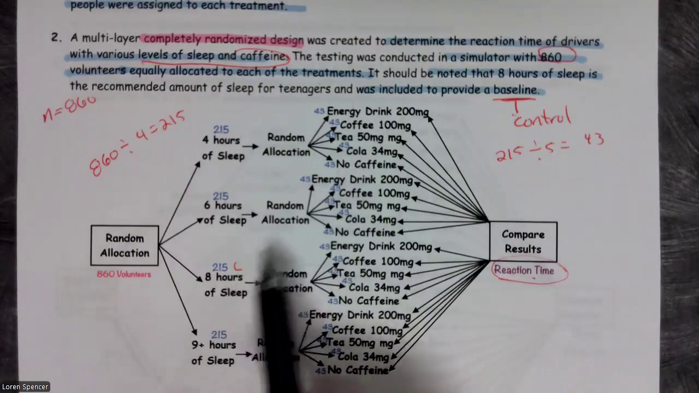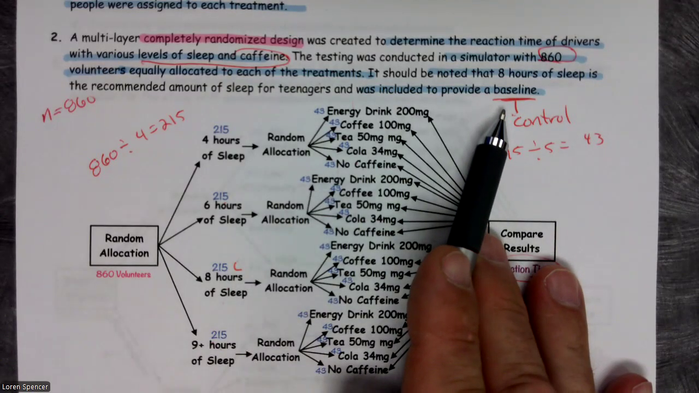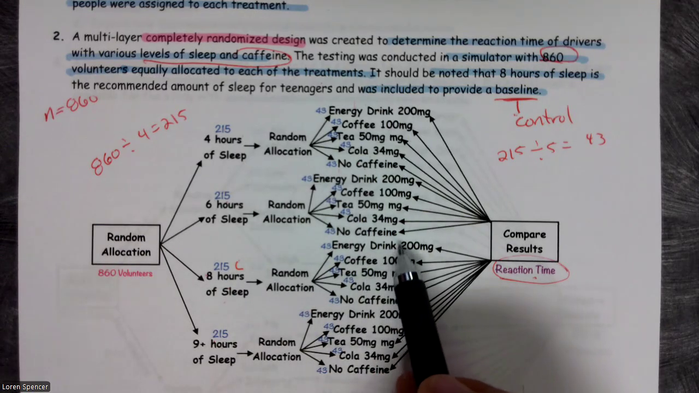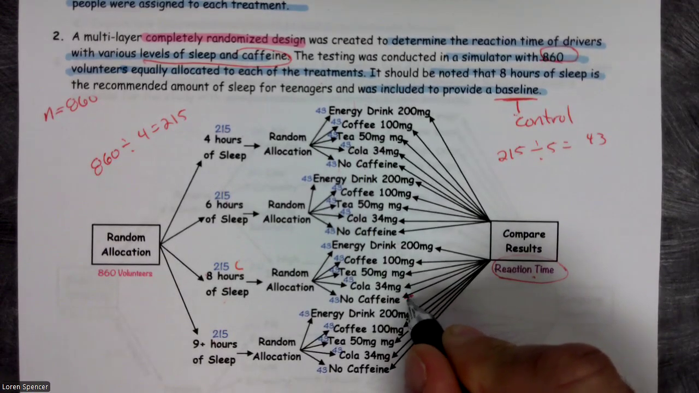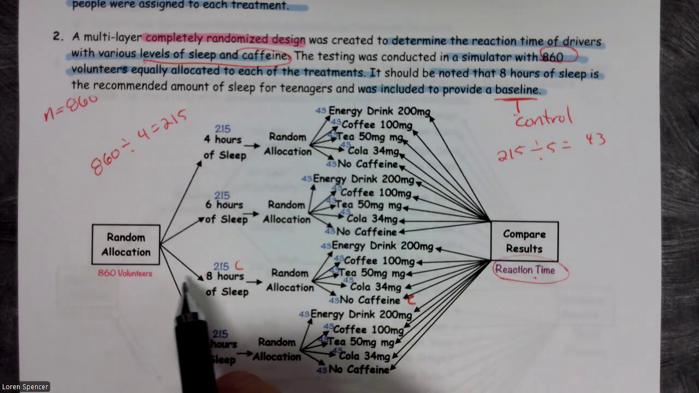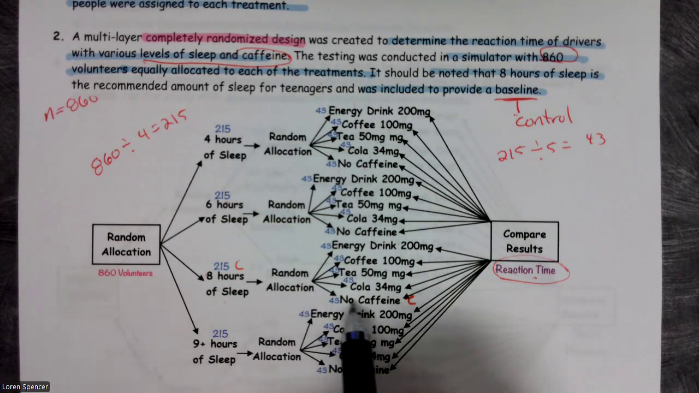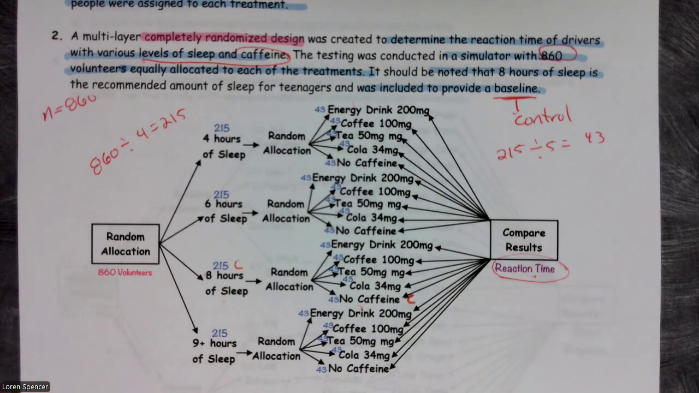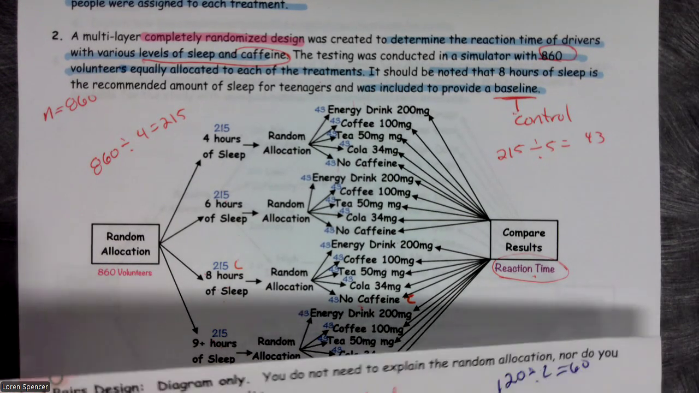Well, the control group, they already told us that 8 hours of sleep was considered the baseline. And if we're measuring caffeine, no caffeine would be the baseline. So basically, those people getting 8 hours of sleep and no caffeine would be our baseline, or our control group. So let's see what we have here.